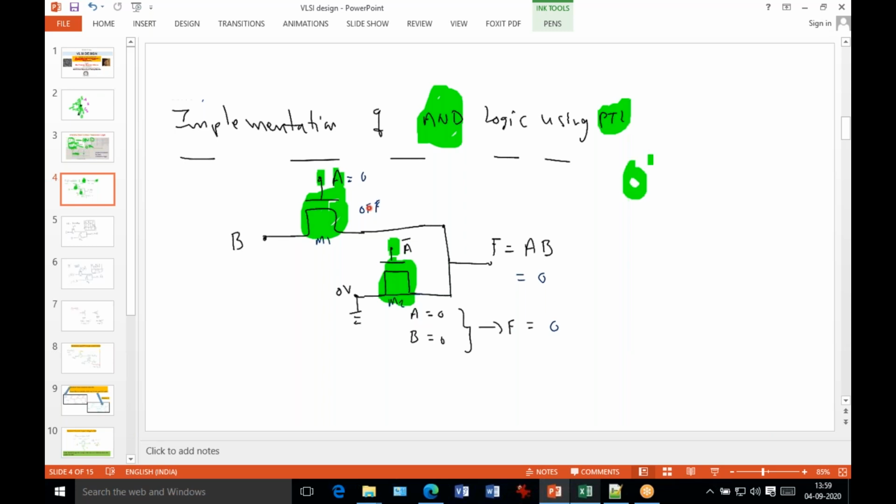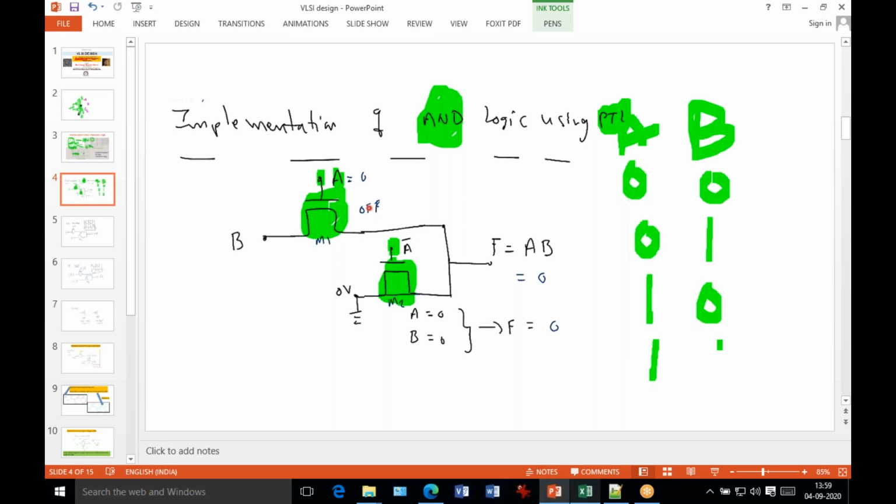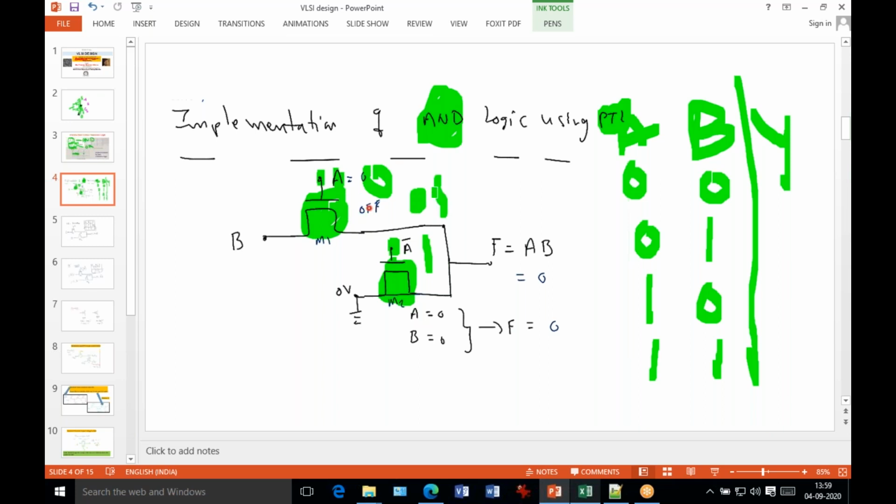So now just you observe the truth table. This is A and B, both are 0. This is 0 1. This is 1 0 and 1 1. Now just you check the output. If the input is 0 0, that means it is 0. This one is 1 because this is a complement. So if this is 0, that means this transistor is off. But here this is 1, that means this transistor is on. So here this path is available.